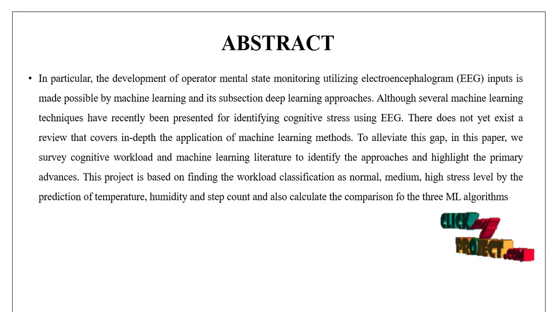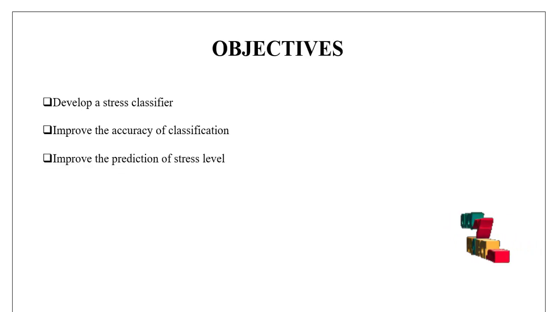primary advances. This project is based on finding the workload classification as normal, medium, or high stress level by the prediction of temperature, humidity and step count, and also calculating the comparison for the 3 ML algorithms. This is an abstract: developer stress classifier. It classifies stress into high, medium and low. It improves the accuracy of classification and improves the prediction of stress level.